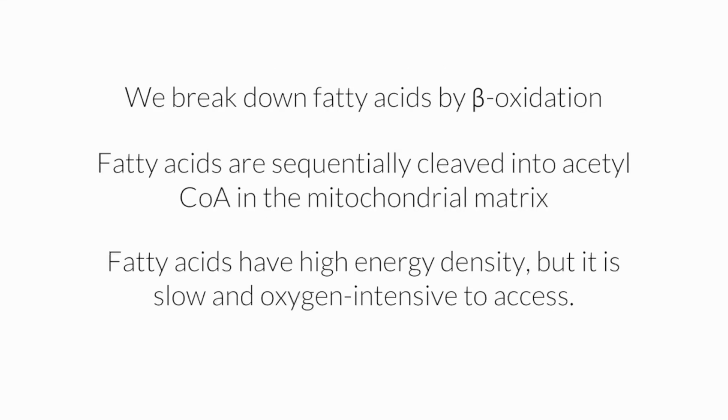Okay, let's summarize. We said we break down fatty acids by the process of beta-oxidation, which sequentially cleaves these acyl chains into acetyl-CoA in the mitochondrial matrix. The output is that fatty acids have a very high energy density, but the compromise is that access to it is slow and it takes a lot of oxygen to get to it. So there are definitely times you want to use fats, and times you want to use sugars, and it turns out our physiology is quite tuned to do that correctly and efficiently.